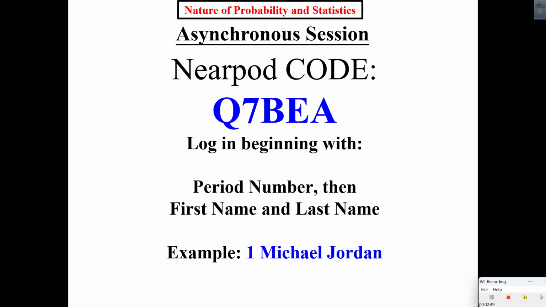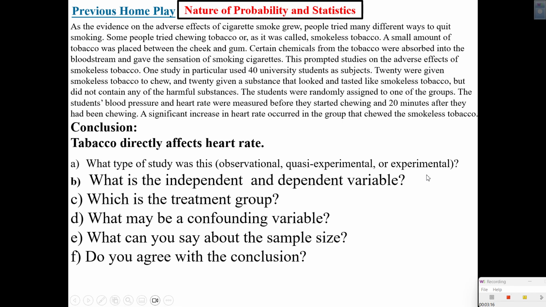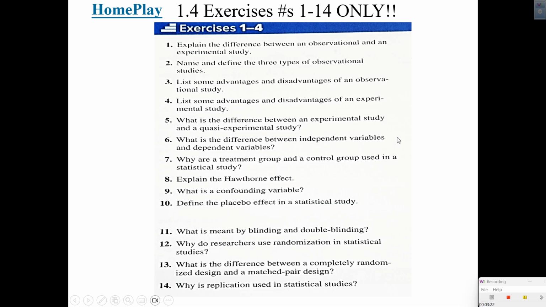Q7 BEA. Q7 BEA. Write that down. Q7 BEA. All right. Once again, last night's home plate was this one. You turned that in already on Canvas. Tonight's home plate, it's only this. Only 14.